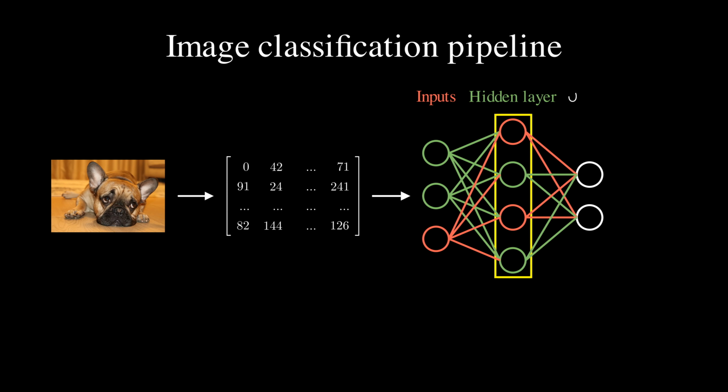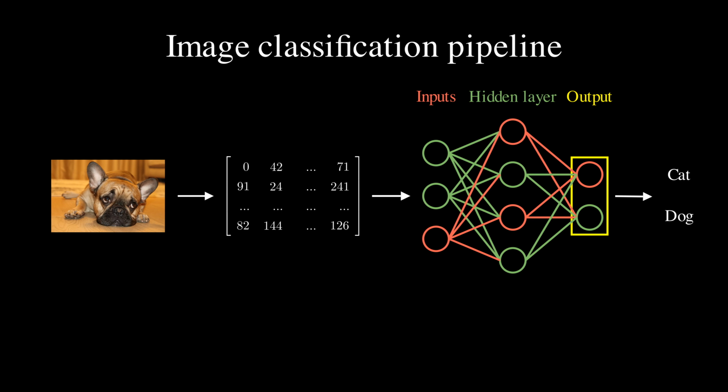The number of nodes in the last layer corresponds to the number of classes that the entire network can recognize. In our case, it's a binary classification, cat or dog. In the end, the node with the highest value is chosen. This node corresponds to the label dog.